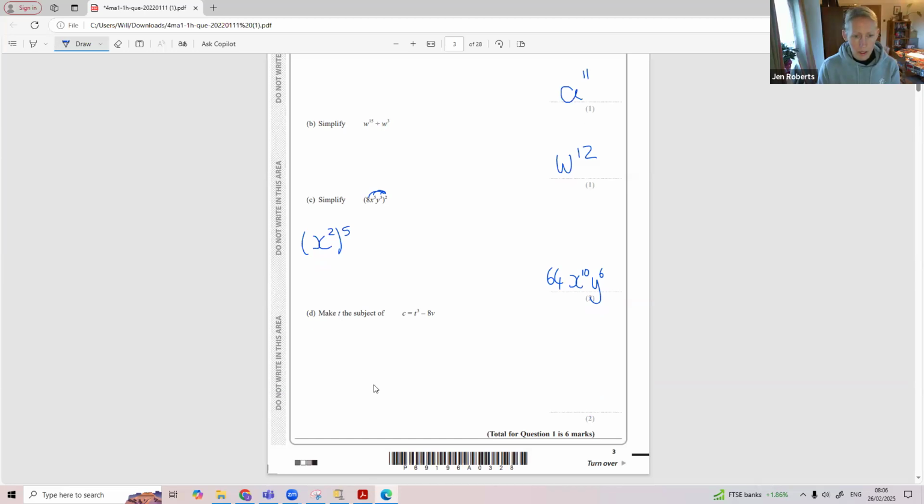Make t the subject. I need to get t by itself, so I'm going to add 8v to both sides first. c plus 8v equals t cubed. Then I'm going to cube root both sides. So I'm going to cube root my c plus 8v. The cube root of t cubed is just t. So t equals the cube root of c plus 8v.